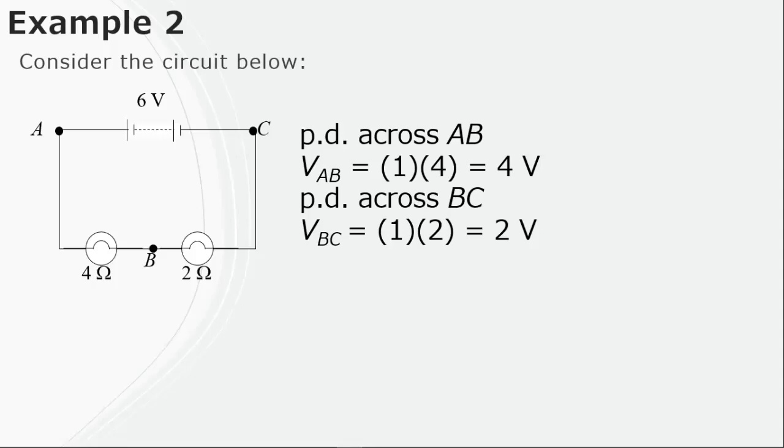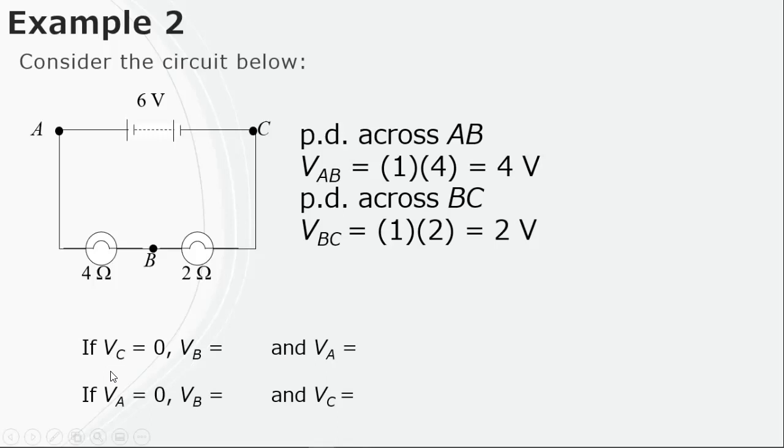Now, if the voltage or the potential drop at C is equal to 0, what will be the potential drop at point B and at point A? If the potential drop at point A is 0, what will be the potential drop at point B and point C?